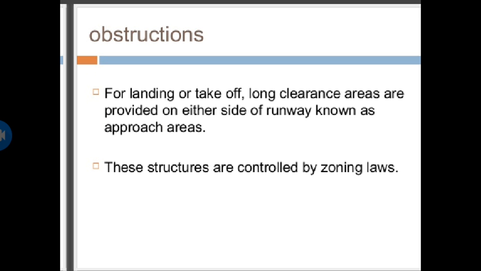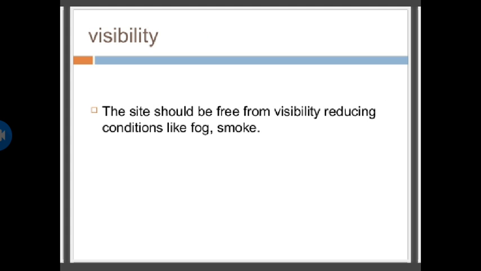Next one, obstruction. For landing or takeoff, long clearance areas are provided on either side of the runway, known as the approach zone. These structures are controlled by zoning laws. Next one, visibility. The site should be free from visibility-reducing conditions like fog, smoke, or any high-rise building, monumental structure, etc.